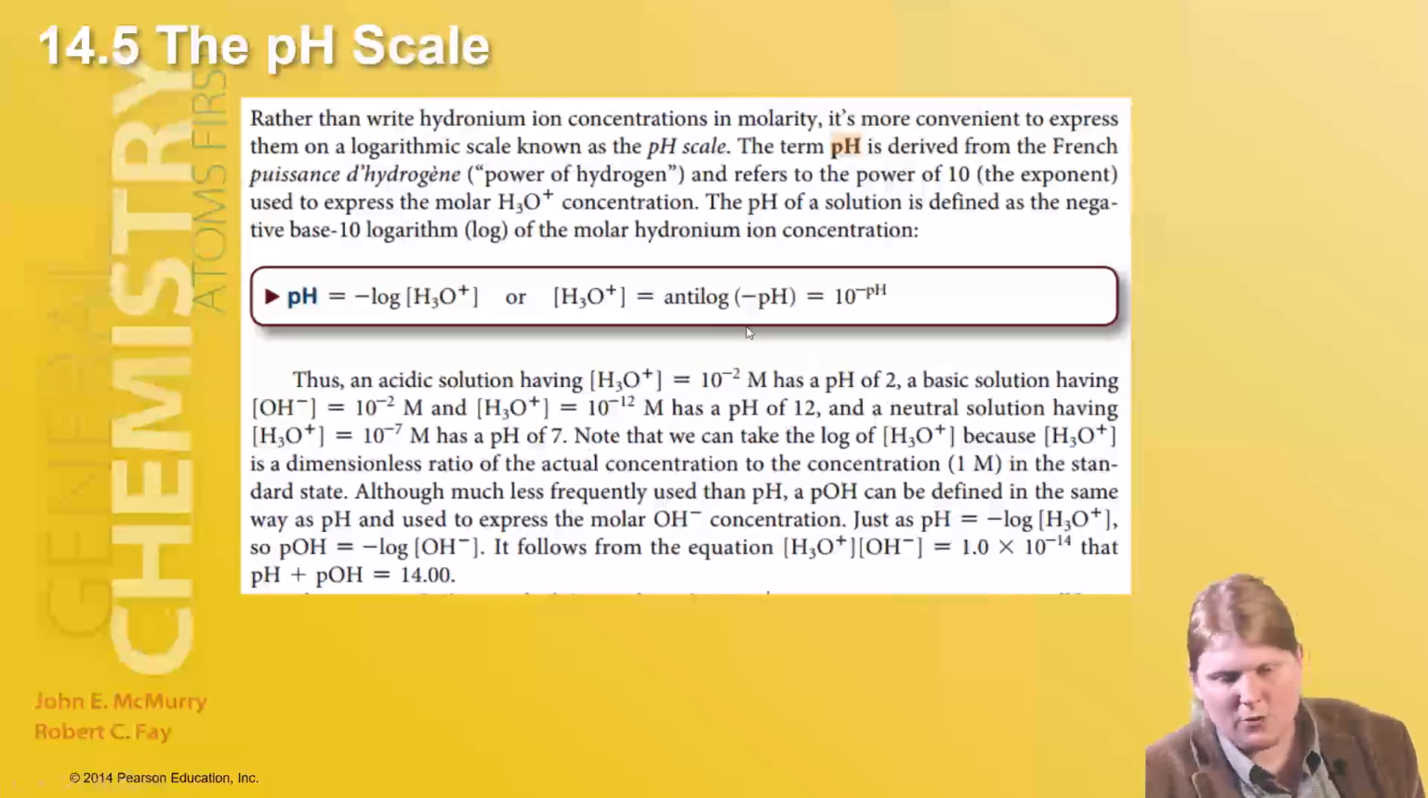But we can generally guess about where the pH is going to be by looking at the H3O plus concentration by focusing on this exponent. So we don't have to do a whole lot of math in our heads. It's how many powers of 10, approximately.